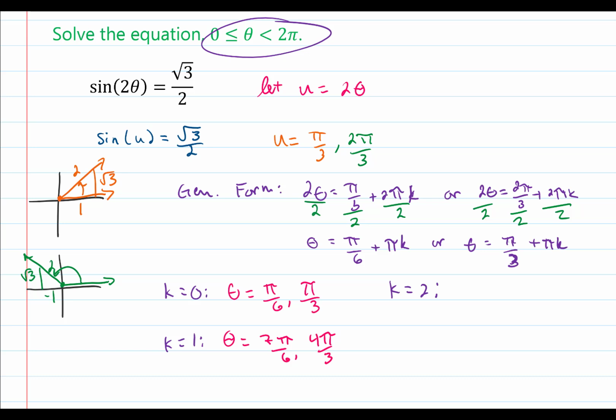Well, if k is equal to 2, then what you're doing is taking 2 pi plus pi over 6. That is going to exceed 2 pi. You're taking 2 pi plus pi over 3. That will also exceed 2 pi. So k is equal to 2 will exceed 2 pi, so I'm not going to include this. That means our four solutions are pi over 6, pi over 3, 7 pi over 6, and 4 pi over 3. All right, guys, good luck.